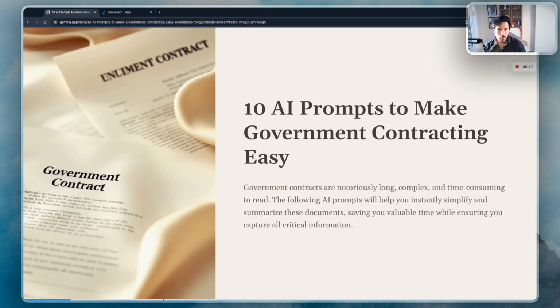So today my hope is to show you these 10 AI prompts that you have to have in your government contracting process to make it super easy. You're going to feel like you are cheating the system. So without further ado, let's get to the first prompt.